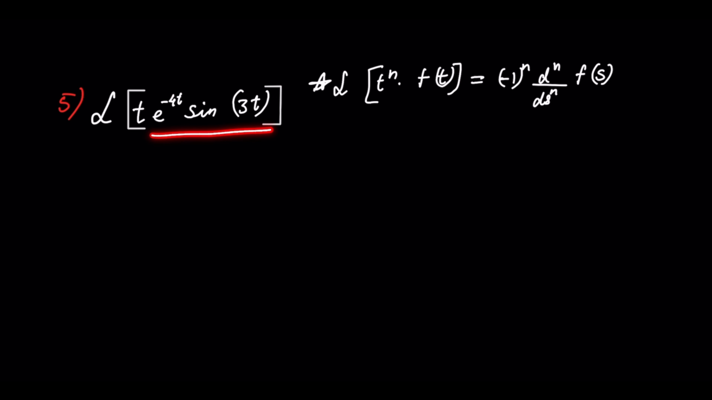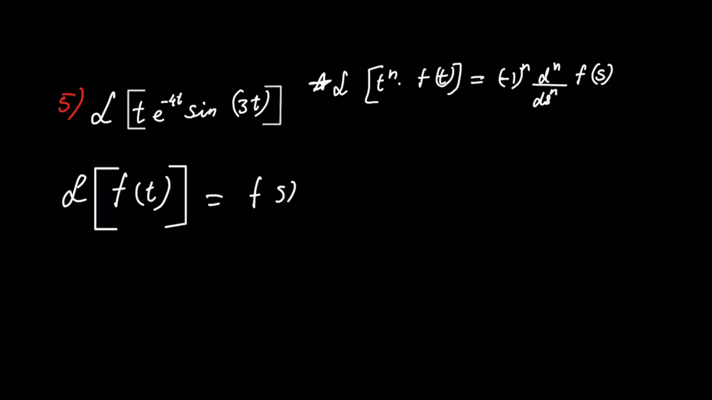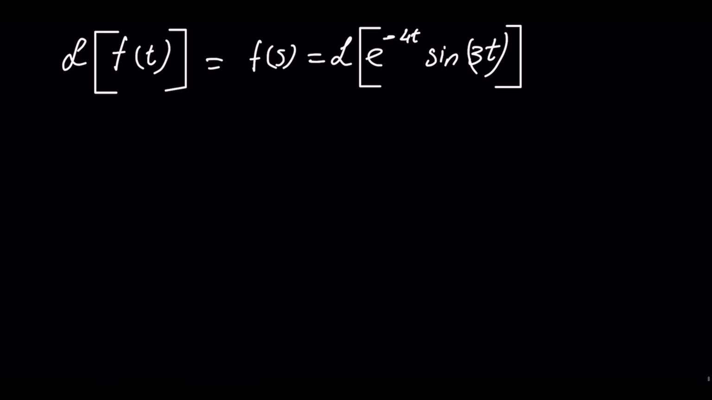And so e power minus 4t sine of 3t becomes f of t. We will apply the shifting property on this one. Now, applying the shifting property on this one, we can rewrite it as removing this and writing s approaches s plus 4 outside the Laplace. Then we will find the Laplace transform of sine of 3t. So let's do that directly.